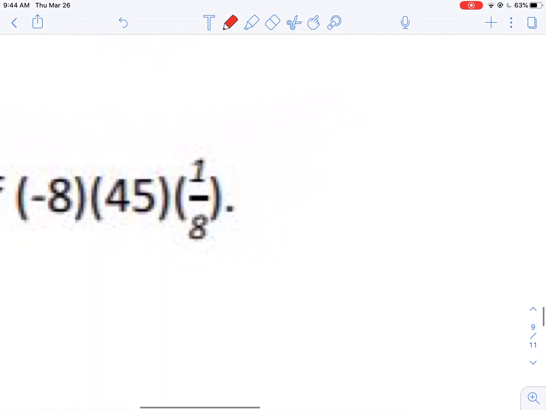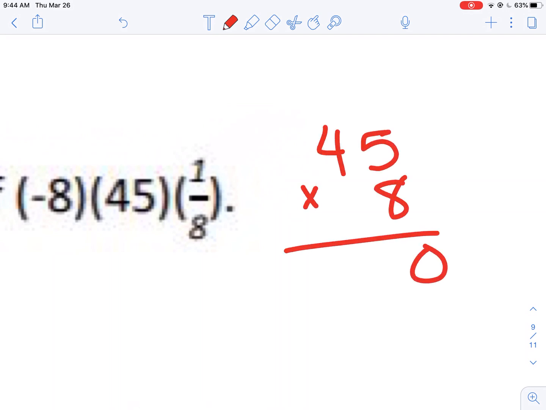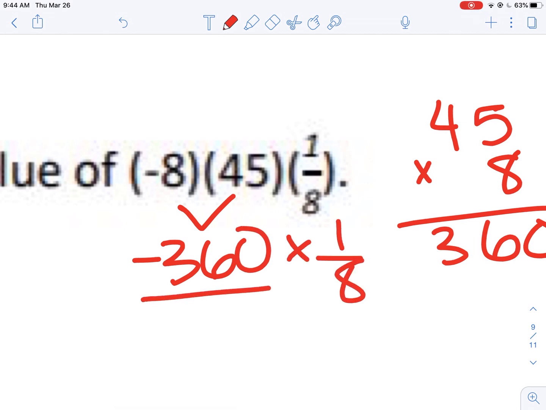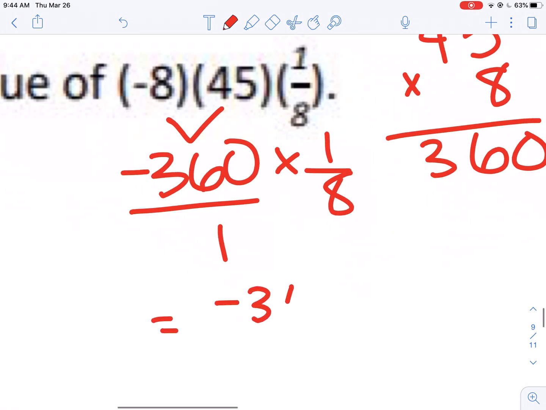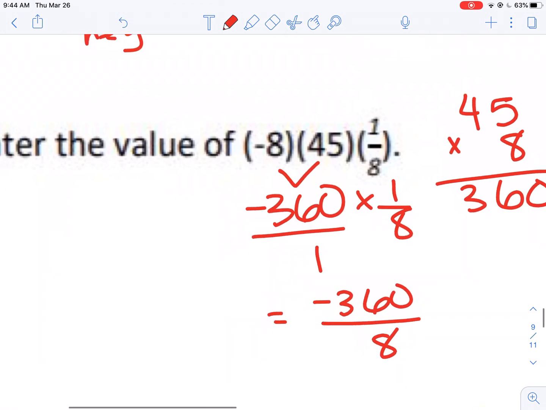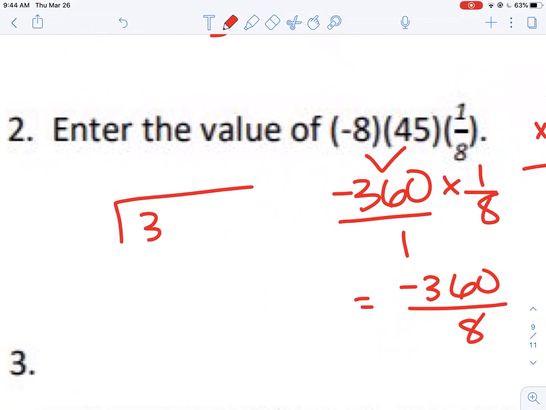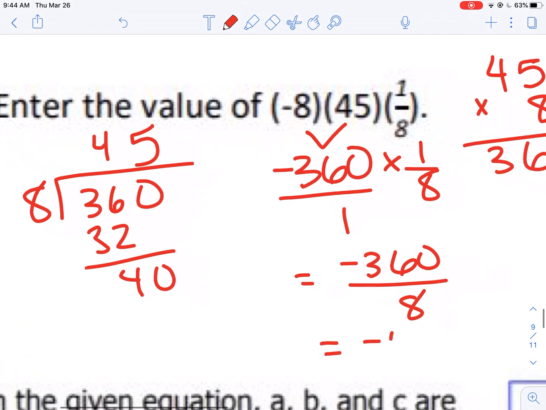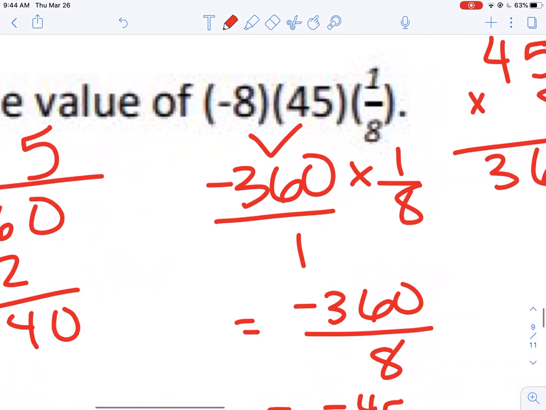Okay, let us first do -8 times 45. 32 plus 4, 36. So this is -360. Make sure you didn't forget that. And then times 1/8. Just put that over 1. That would become -360 divided by 8, and that is -45.